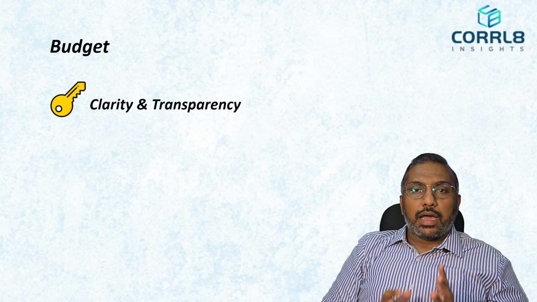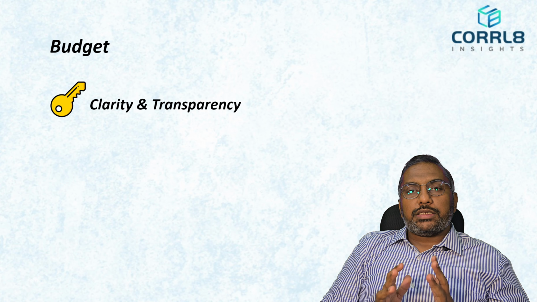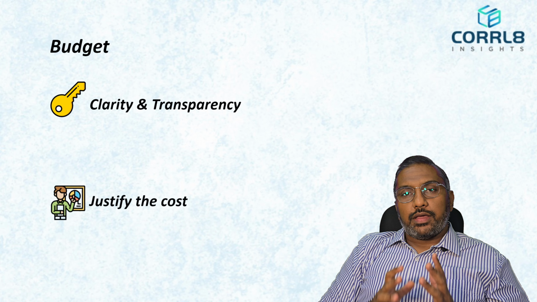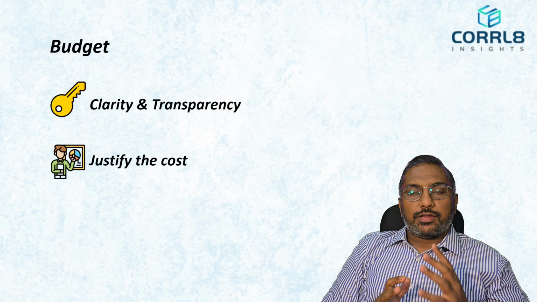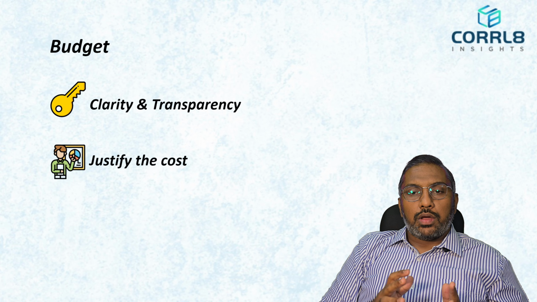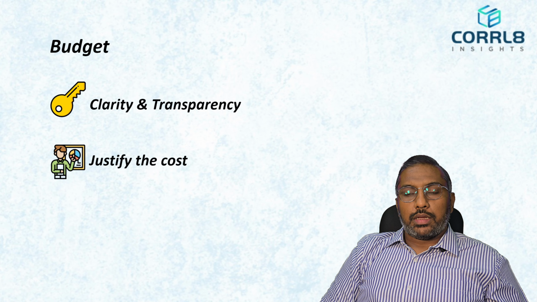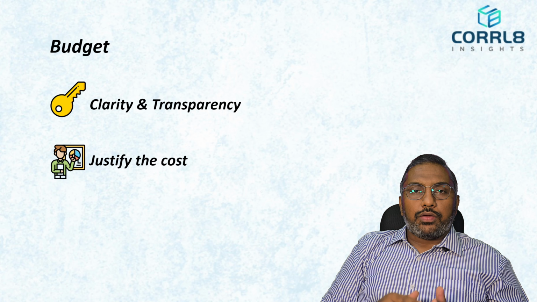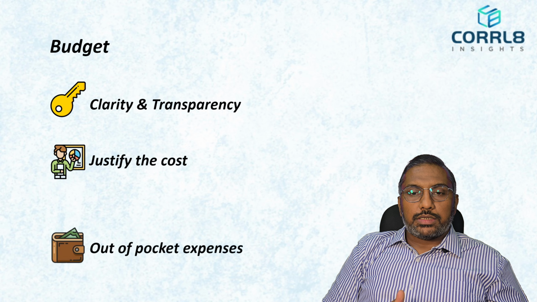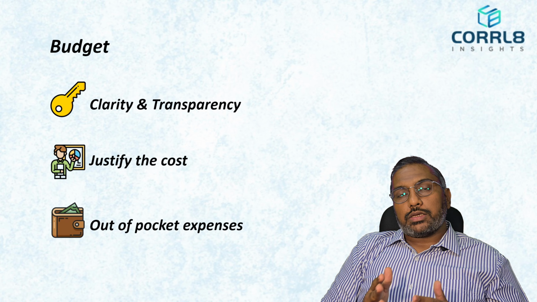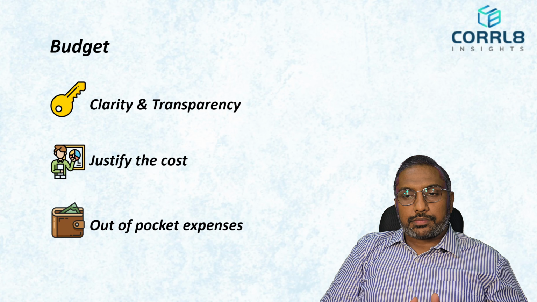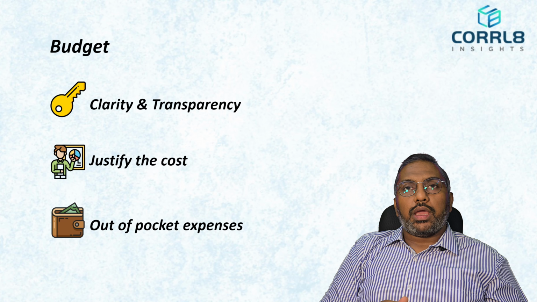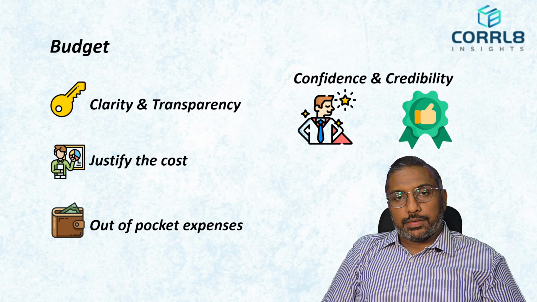Clarity and transparency are key while preparing the budget for any market research proposal. Make sure that you justify the cost, especially if it reflects any specialized method or hard to reach audiences. You need to clarify the payment terms as well. Ensure that you include any out of pocket expenses, optional elements, or exclusions in the budget as well. A well explained budget doesn't just show cost, it communicates confidence and credibility.